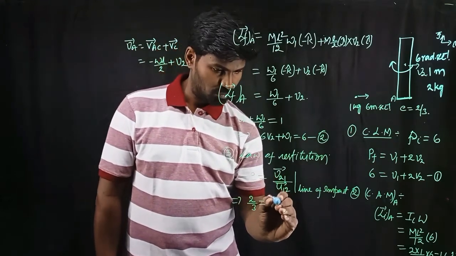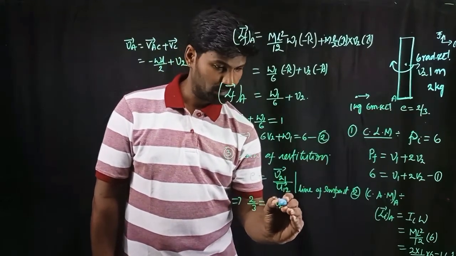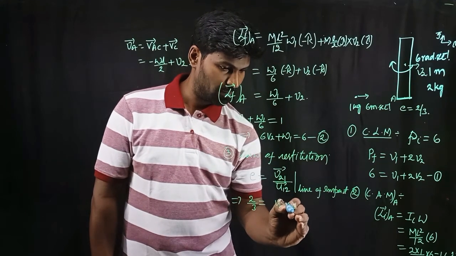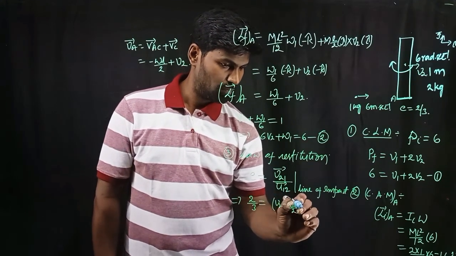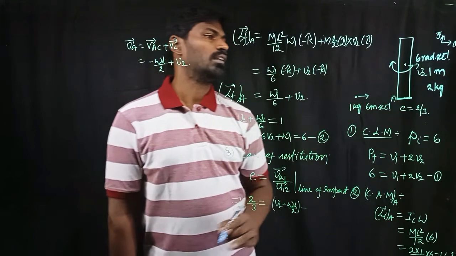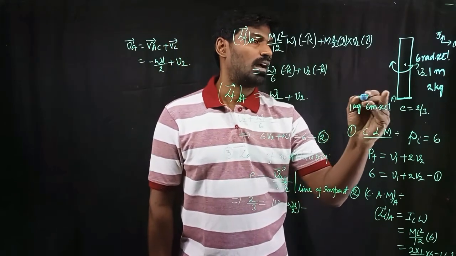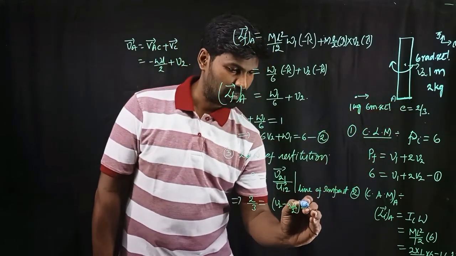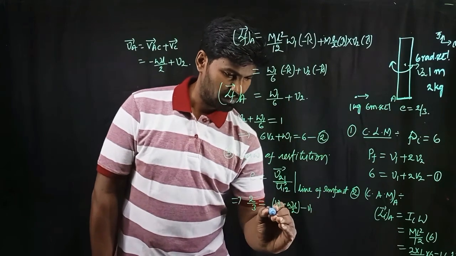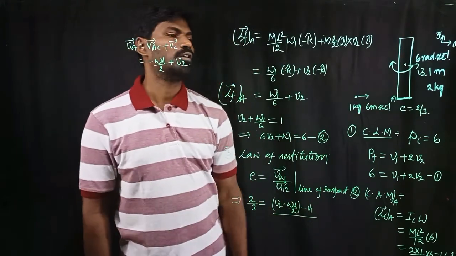So V2 minus omega L divided by 2 minus V1. What is V1? V1 is the velocity of this ball after collision. That I am writing as it is. V1 divided by U1 minus U2.